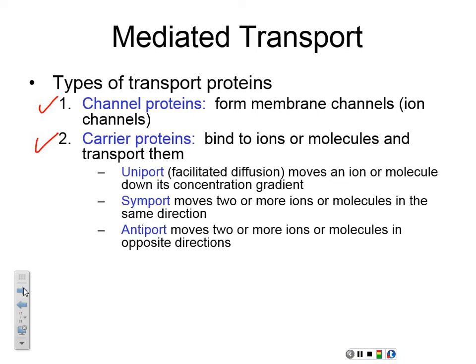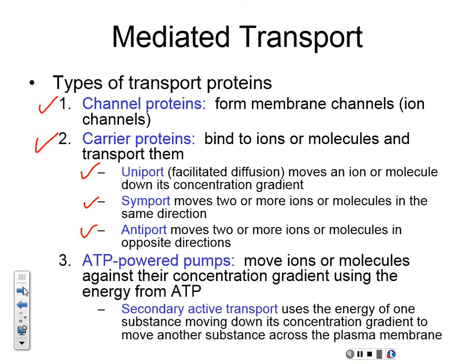And then this is the uniport, which we talked about, which moves one substance in one direction. A symport moves two or more ions or molecules in the same direction. An antiport will move two or more ions or molecules in opposite directions. All those are examples of mediated transport. And anything that uses a certain protein, like the sodium-potassium pump, is also mediated transport. It uses energy from ATP to move substances.